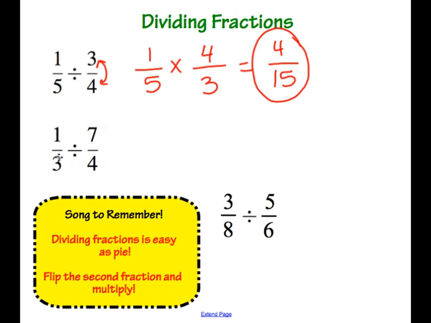We're going to keep that first fraction the same. It's always the second fraction that we're going to be flipping. So if we flip 7/4, that's going to look like 4/7. And flip the second fraction and multiply.